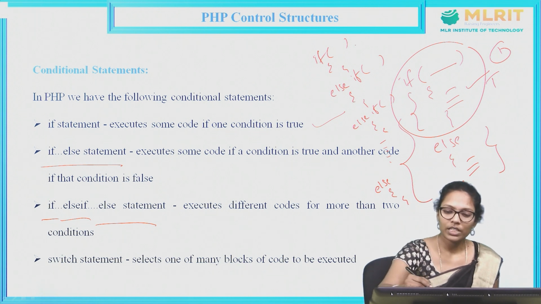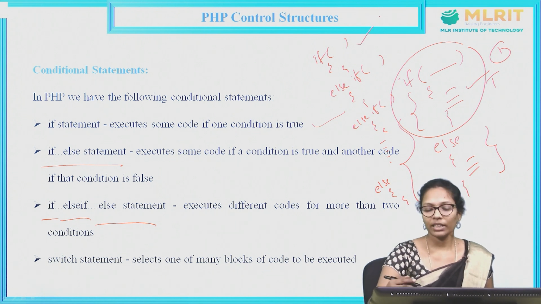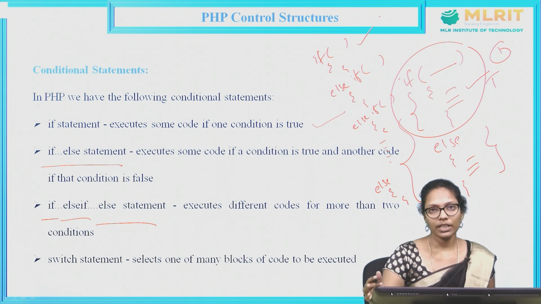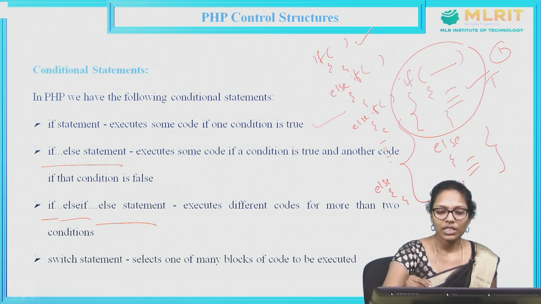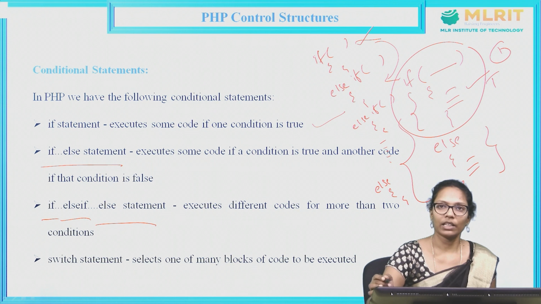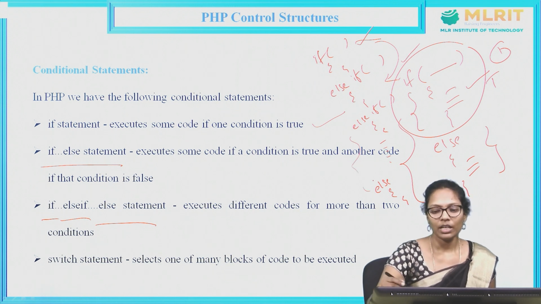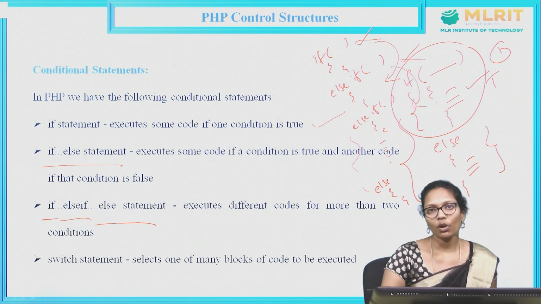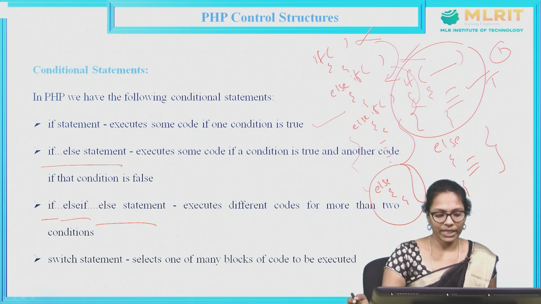If the first condition is true, then that block will be executed and it comes out of the ladder. It doesn't check the second condition. If the first condition fails, then it comes to the second one. If the second is true and executed, that's all. It will not check the remaining. If the second also fails, then it will go to the third. Like that, it will check all the conditions. If all the conditions fail, then by default the last block, the else block, will be executed.